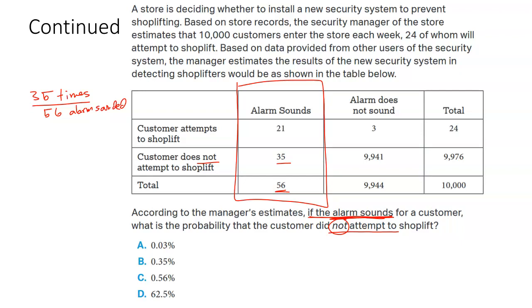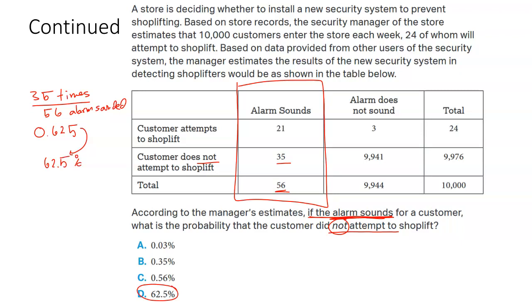So just with a quick glance, we can see that 35 is close to half of 56. So we're probably going to get something that's around 50%. If we do the actual division, we get 0.625, but again, we need to remember to turn that into a percent, which is 62.5%, which gives our answer option D.